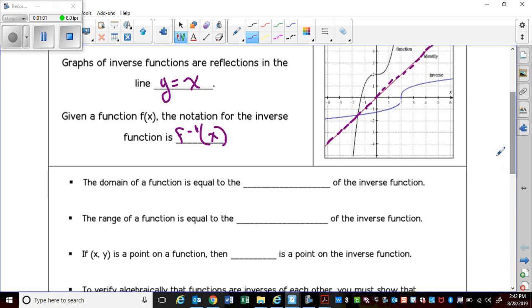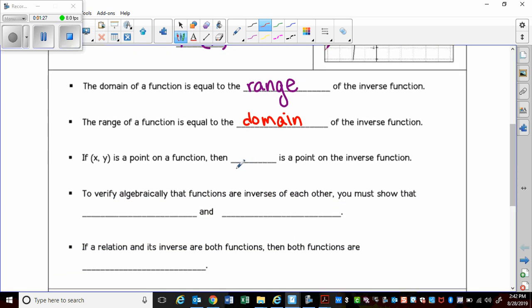The domain of the function is equal to the range of the inverse. The range of the function is equal to the domain of the inverse. They switch. The domain and range switch. If x, y is a point, then y, x is the point on the inverse. They just switch. The x, y values switch.